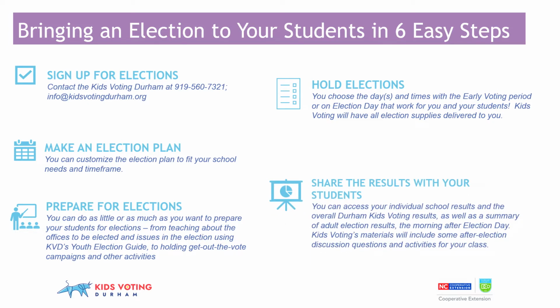And then all that's left to do is to share the results with your students. Kids Voting gets you the results the morning after elections. You can access them online, both your individual school results and the overall Kids Voting Durham results, as well as information about how adults voted. And the Kids Voting materials will include some after-election discussion questions and activities your class can do.